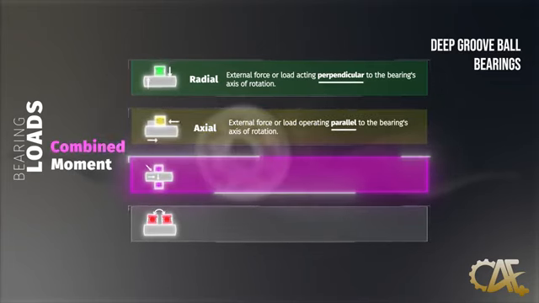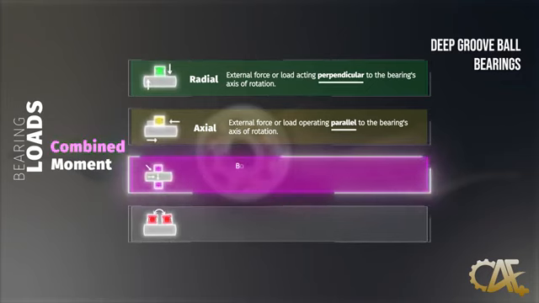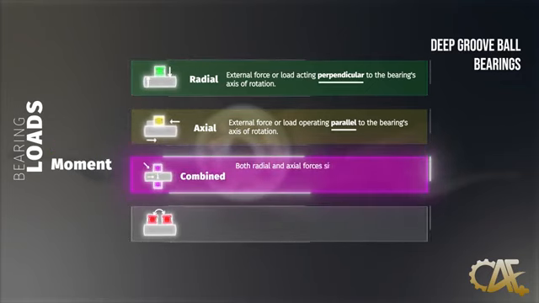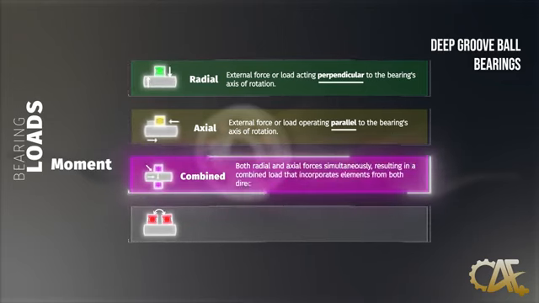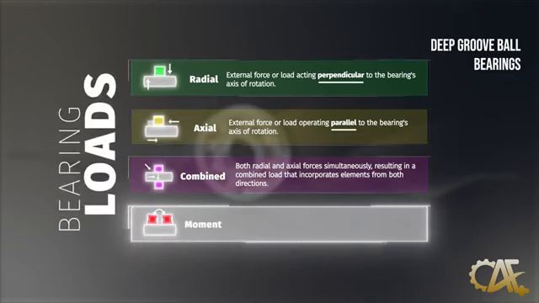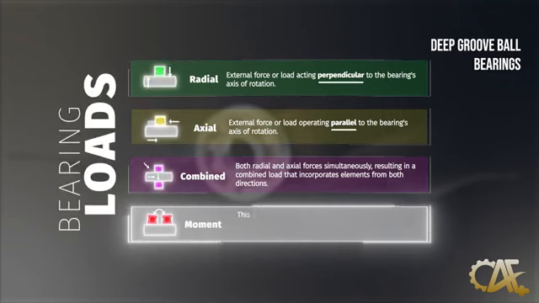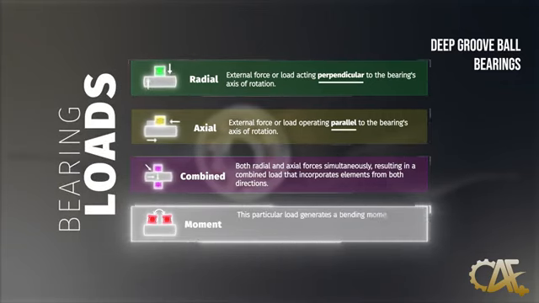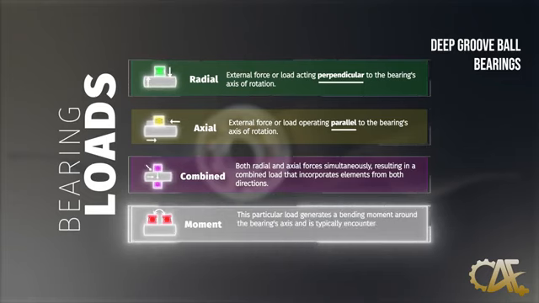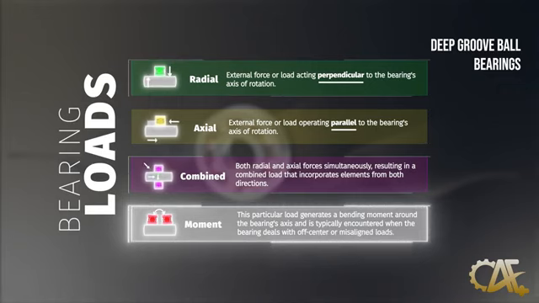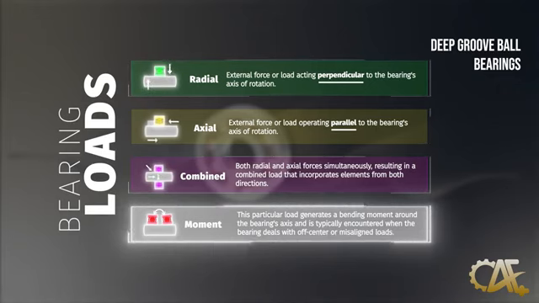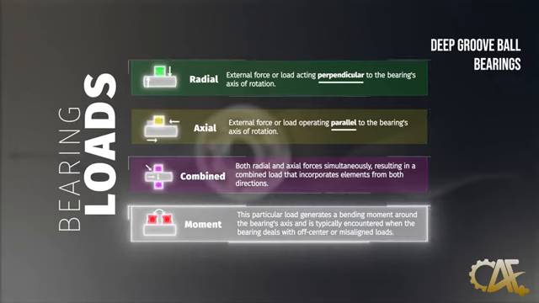Then comes the combined load. Bearings may occasionally encounter both radial and axial forces simultaneously, resulting in a combined load that incorporates elements from both directions. Lastly, we address the moment load. This particular load generates a bending moment around the bearing's axis and is typically encountered when the bearing deals with off-center or misaligned loads. As we progress, we will evaluate the load capacity of each bearing using this system, offering a more detailed understanding of how each bearing performs in these load case scenarios.